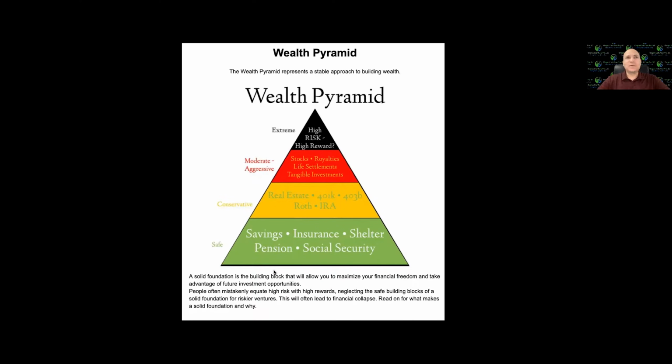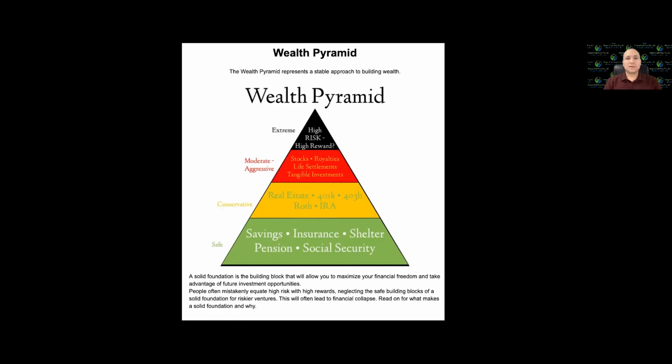Pyramids are very stable. We've got our solid foundation that will allow you to maximize your financial freedom and take advantage of future investment opportunities. Oftentimes, people will mistake high risk with high rewards. And in doing so, they neglect the safe building blocks of a solid foundation for those riskier ventures, often leading to financial collapse. Let's briefly go through each of these levels of our pyramid so that you can get a better idea of what makes up a solid financial base and hopefully identify if you need to help stabilize some of these things in your life.